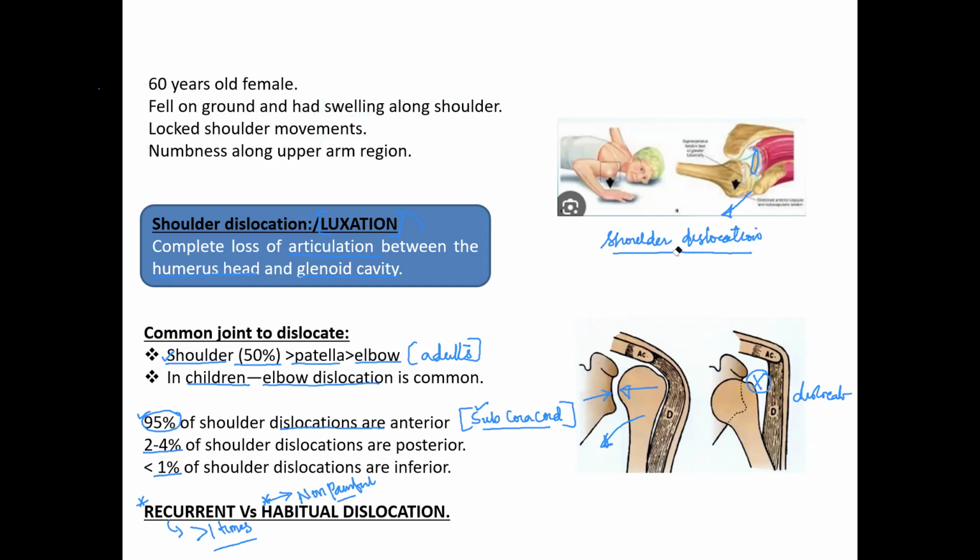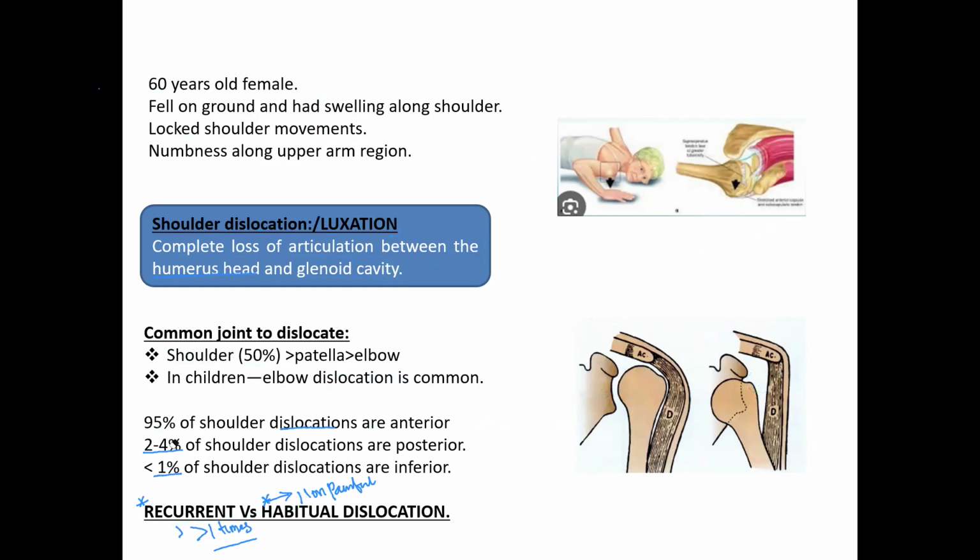So this is about the mechanism of injury, the different types of dislocation and how common they are. The points to concentrate on: shoulder dislocation is most common, followed by patellar dislocation, followed by elbow dislocation. Among shoulder dislocations, anterior dislocation is most common, and among anterior dislocations, the subcoracoid variant is more common. We'll move on to the next slide.